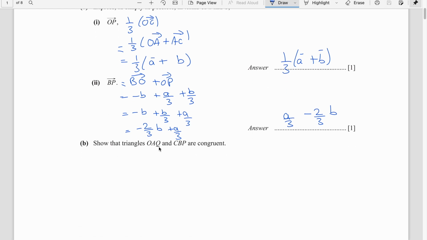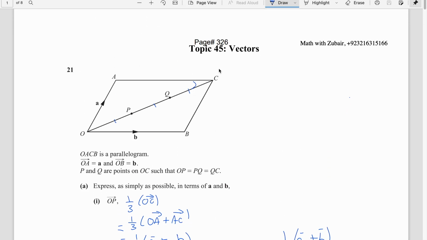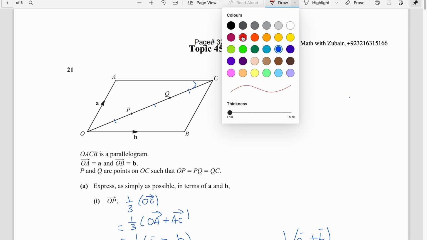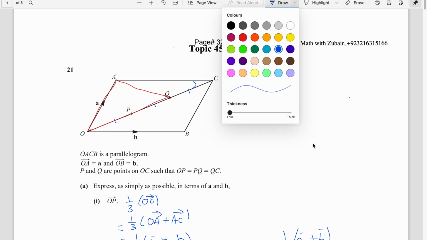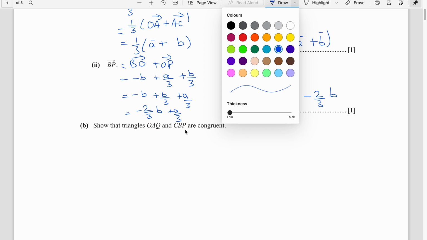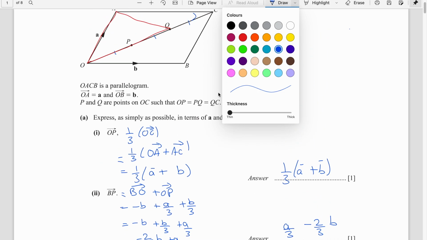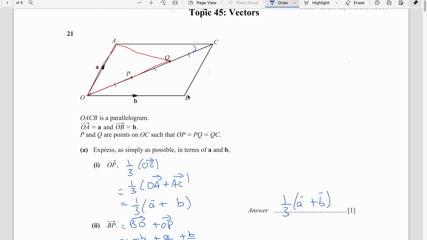Show that triangle OAQ and CBP are congruent. OAQ. So we'll mark our two triangles first. This is OAQ. One of the triangles is this. The other is CBP. So this is C, this is B, this is P. We have to show that these two are congruent. Let me solve it here so the diagram stays in front of us.